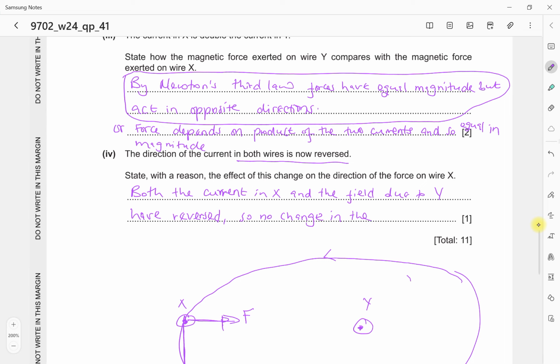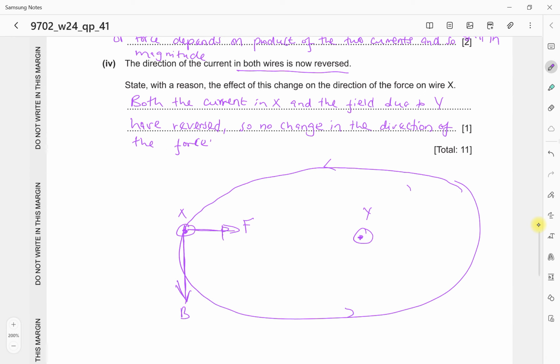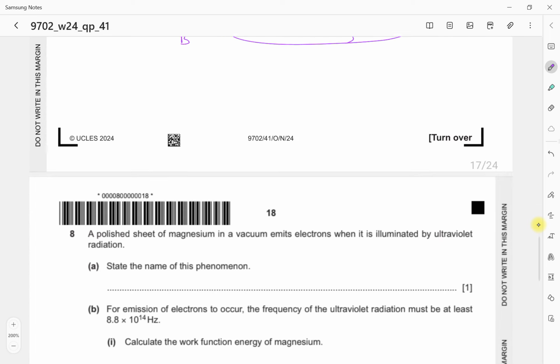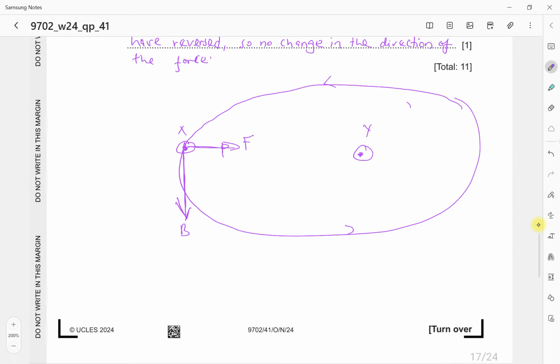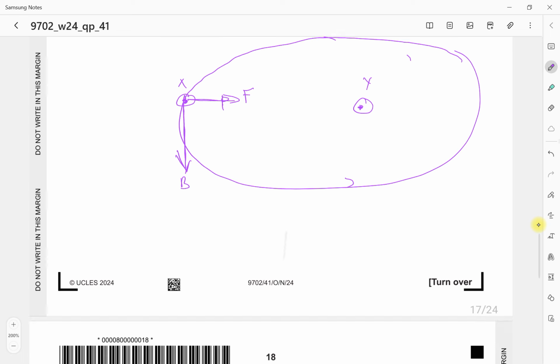So no change in the direction of the force. There's only change in direction if current in one of the wires changes or is in opposite direction to the current in the other. If the currents are in the same direction, the force is always attractive. The force on X will be towards Y, and the force on Y will be towards X if the currents are in the same direction. If the currents are in opposite directions, the force on X will be away from Y, and the force on Y will also be away from X.